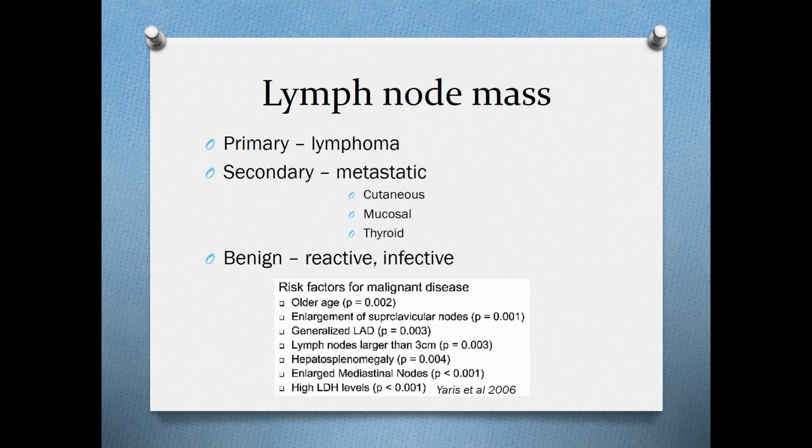It could be a mucosal head and neck cancer coming to a lymph node, or it could be from the thyroid. In children in particular, if it is a lower lymph node, even in adults, but in children, lower lymph node, generalized lymphadenopathy, lymph nodes larger than 3 centimeters with hepatosplenomegaly or enlarged mediastinal lymph nodes, those are all highly suggestive of malignant disease.